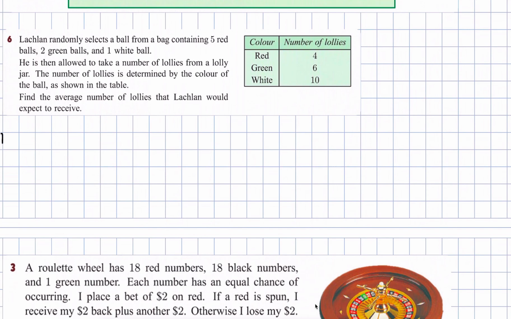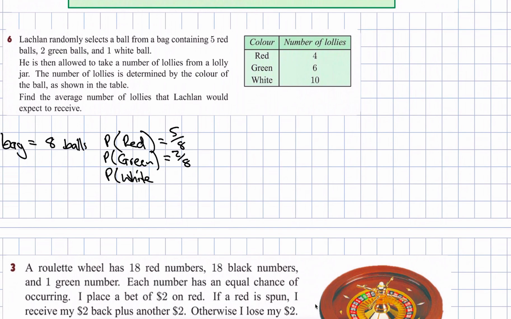Okay, so if we have the bag equals 8 balls, the probability of getting a red is going to be equal to 5 in 8. The probability of getting a green is equal to 2 in 8. I'm going to leave it as 8. Sometimes it's easier in these questions to not simplify and keep your probabilities with the same denominator. Just easier sometimes. It might not make any difference in this question, but it's a good habit to help. 2 in 8 and 1 in 8. Okay, so they're the probabilities.